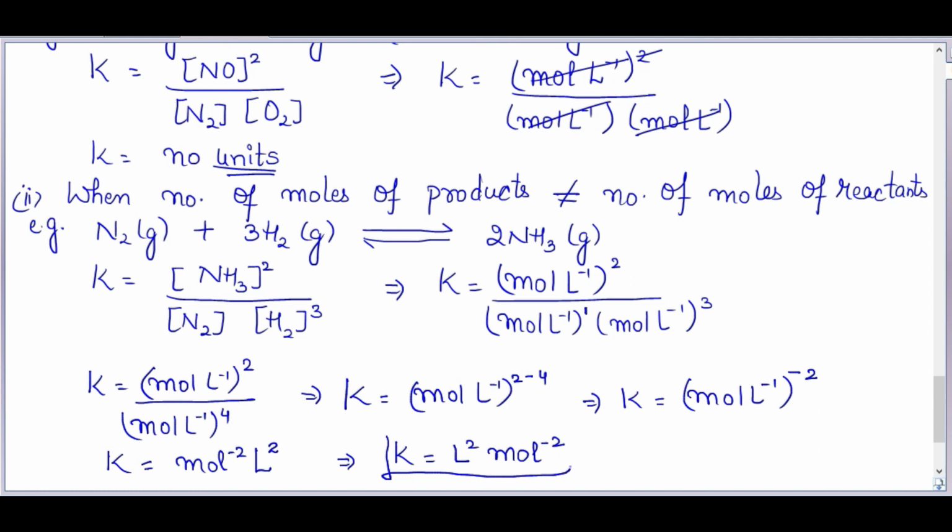These are the units if number of moles of products are not equal to number of moles of reactants. Definitely here in this side I am having 4 moles of reactant, and here in this side I'm having only 2 moles of product, right? So this is all about equilibrium constant.